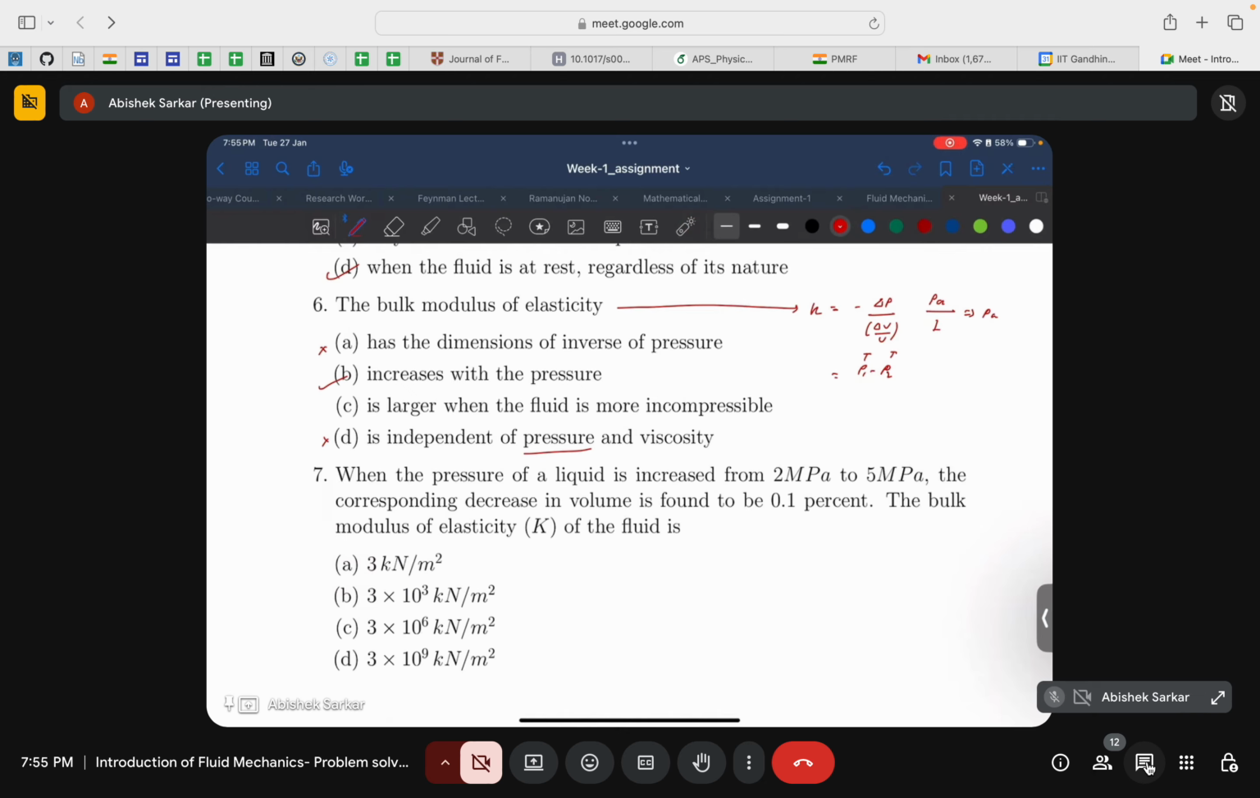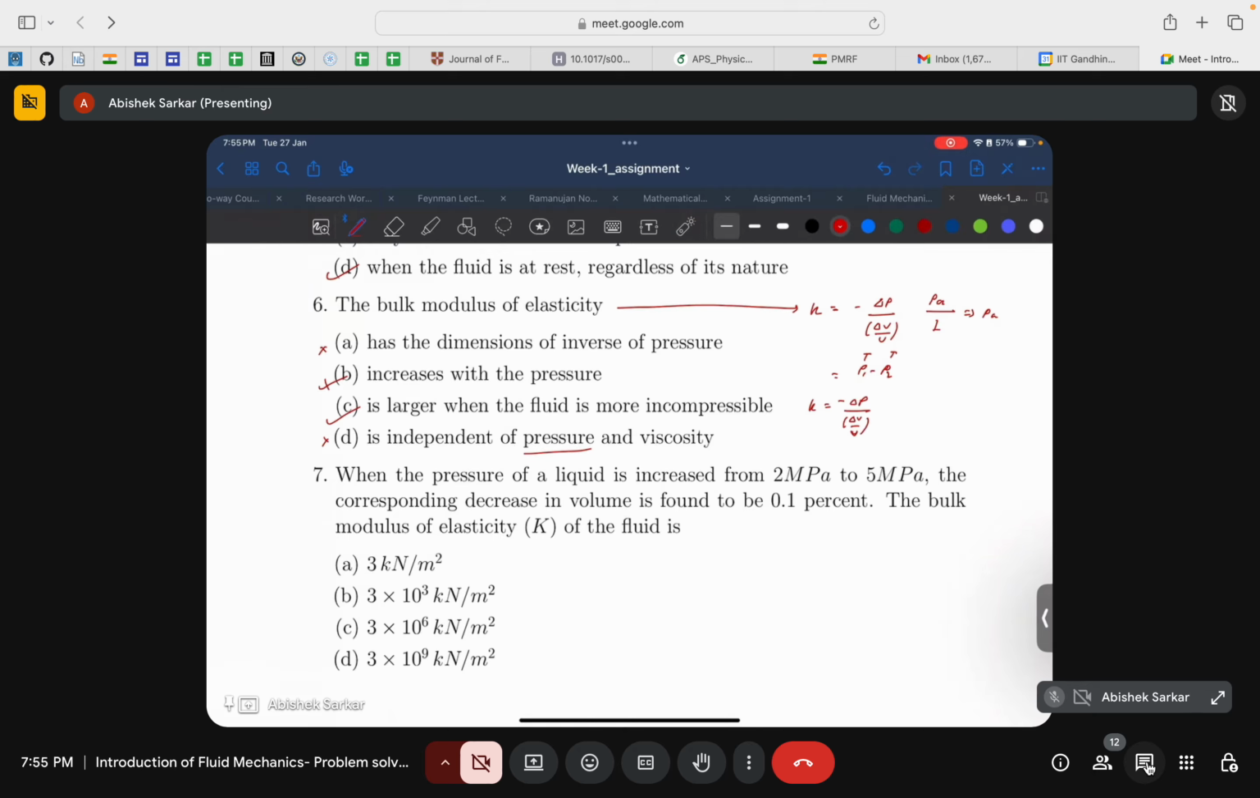So by elimination itself, it says that option C is correct. But again, I am teaching you the course, so I cannot leave you with this elimination option. So the way to look into it is that, say K is minus delta P by delta V by V.